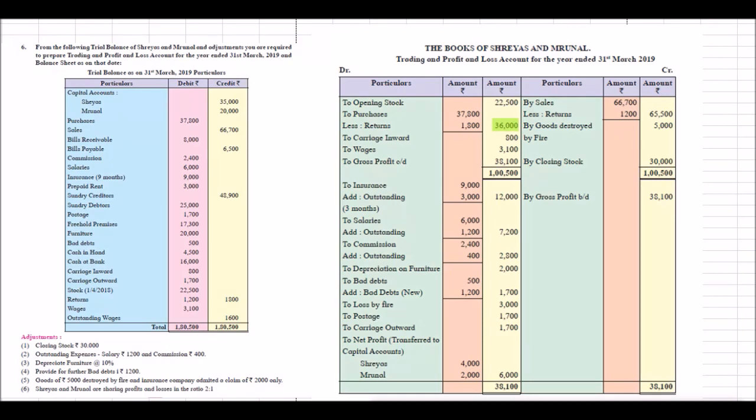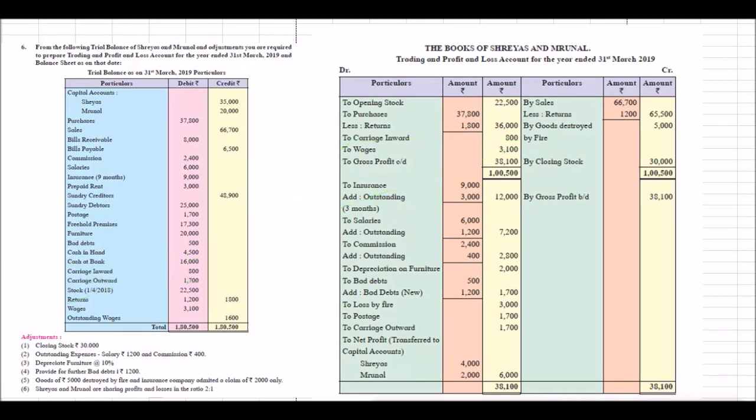Next is to carriage inward. Carriage inward comes in the trading account, while carriage outward comes in the profit and loss account. So I am taking carriage inward; the amount is 800 rupees. It is going in the outer column, 800 rupees. Next entry is wages. Wages is 3,100 rupees. I have taken it here, wages 3,100 rupees.